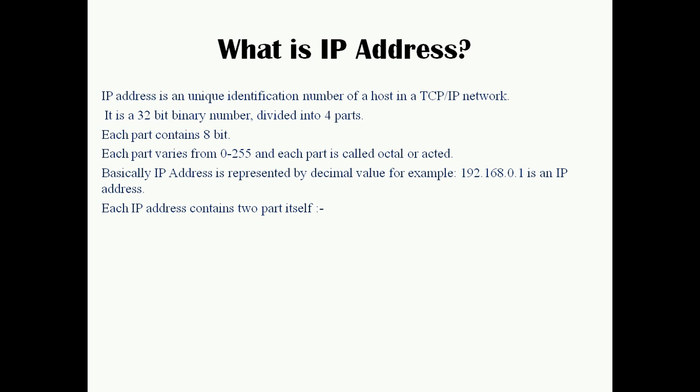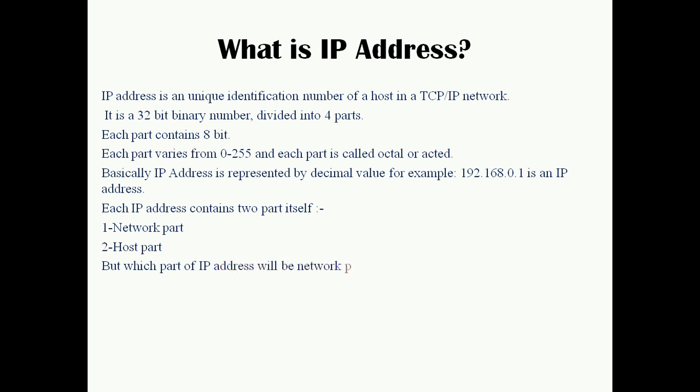Please don't bother about how 192.168.0 comes about. You will understand it further. So let's proceed. Each IP address contains 2 parts: a network part and a host part. Means 192.168.0.1 contains some network part and some host part.